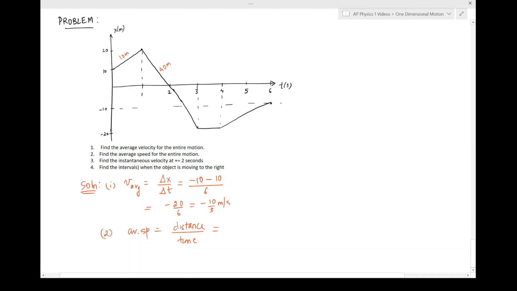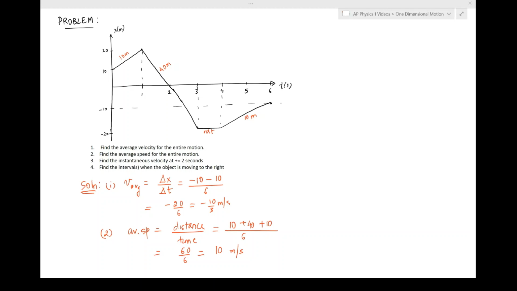From 3 to 4 seconds, the object is at rest. Nothing's happening. But from 4 to 6, we see that the object has again traveled 10 meters. So the total distance that is traveled by the object, which is the length of the path, is equal to 10 plus 40 plus 10. And we can divide it by the time taken. And this ends up becoming equal to 60 over 6, which is equal to 10 meters per second.